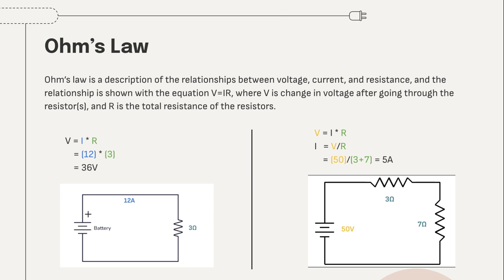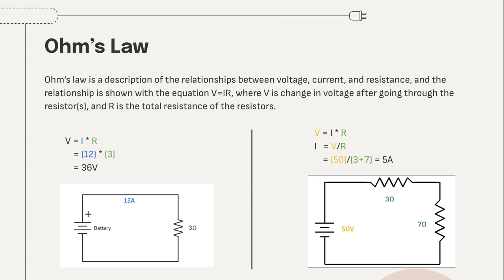In the first example, since we know that the current is 12 amperes and the resistor is 3 ohms, we can find out delta V by multiplying 12 and 3, which is 36, which will be equal to the voltage of the battery. The next example has two resistors.